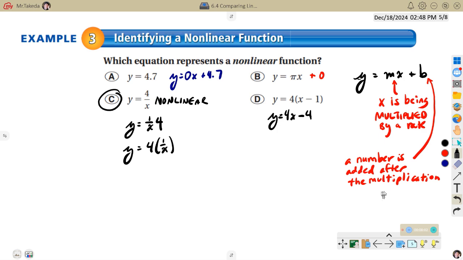Okay, and let's see what we have left. I think that's it. The last example is a word problem. I'm going to save that for class.